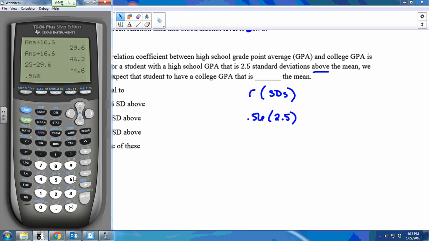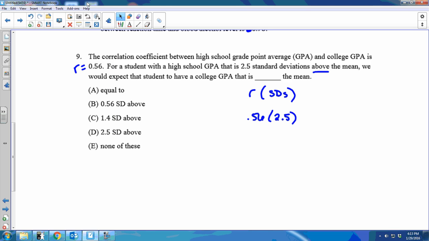0.56 times 2.5 is 1.4. So that's 1.4 standard deviations above the mean.